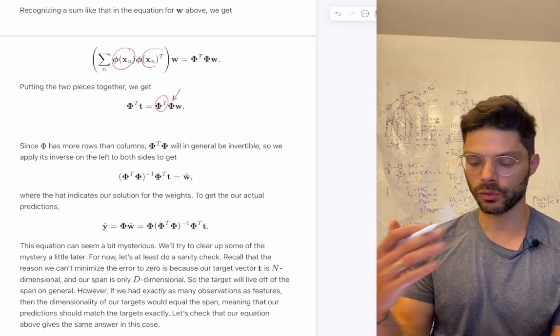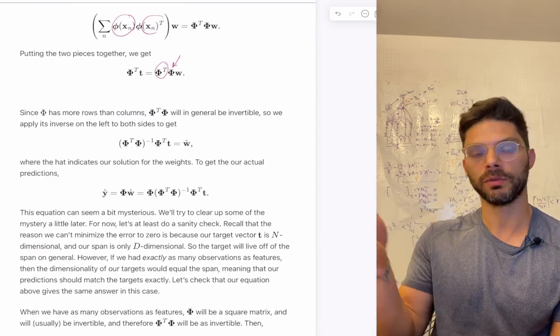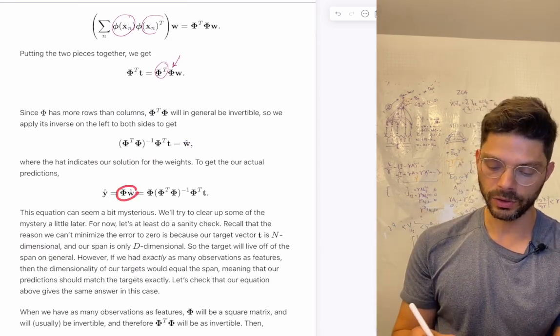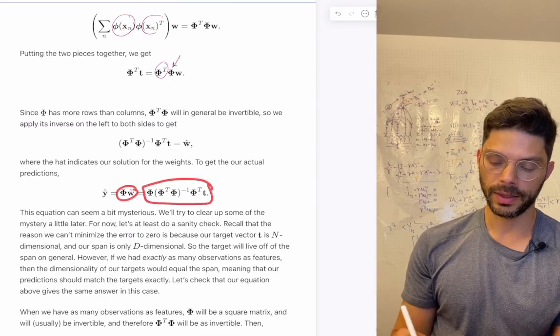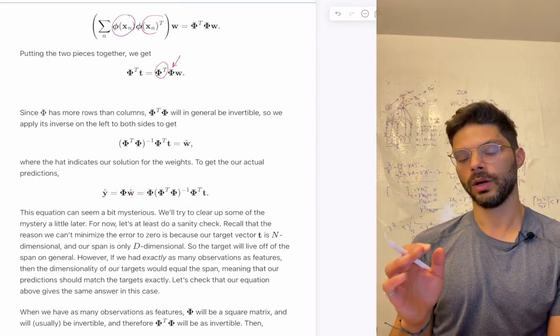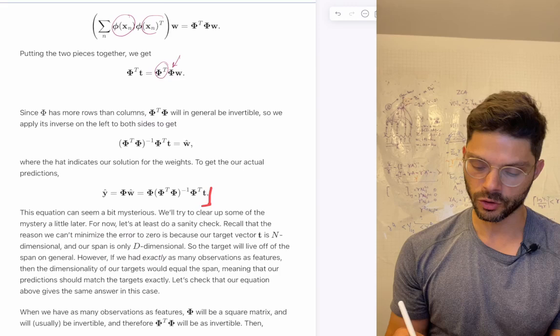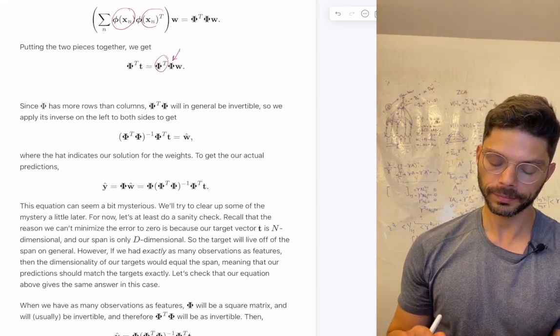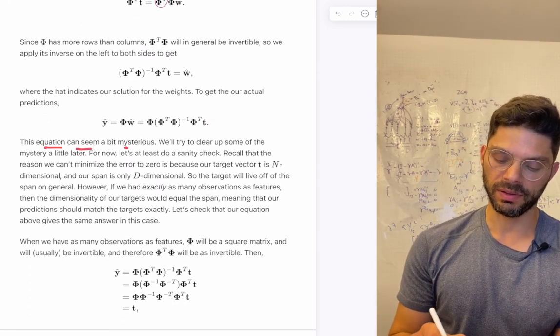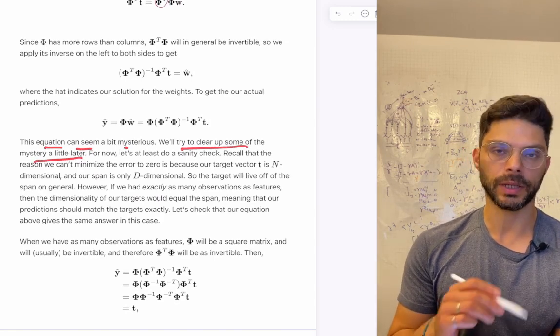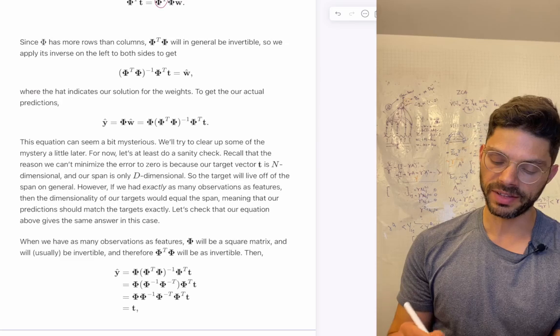And now to get the actual predictions, we have to multiply those by phi. And so we do that here, and we get this complicated looking, but actually quite intuitive, expression. By the end of these notes you'll hopefully understand where it comes from. Now this equation can seem a bit mysterious, and we'll try to clear up some of the mystery a bit later. But for now, let's just do a little sanity check.